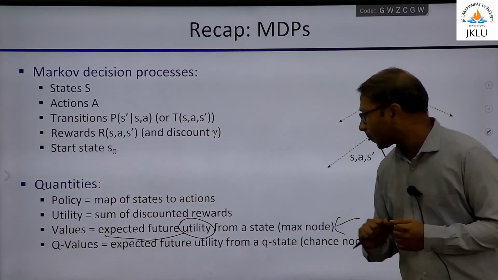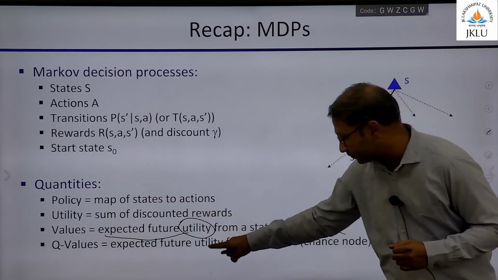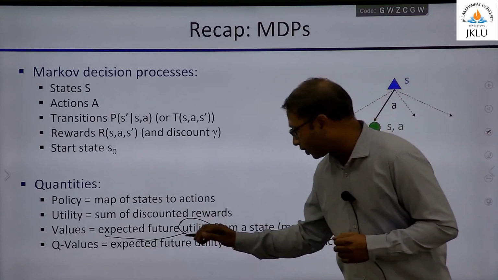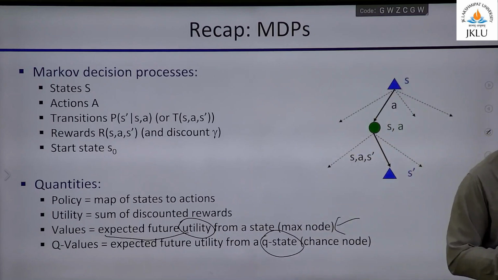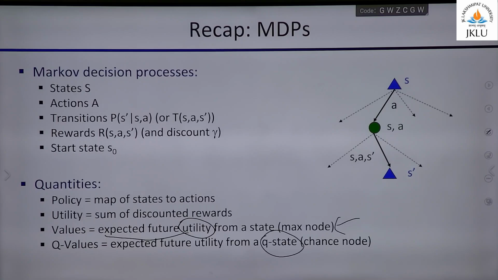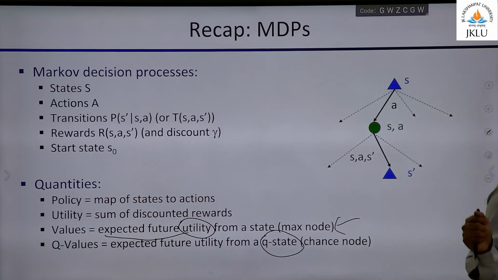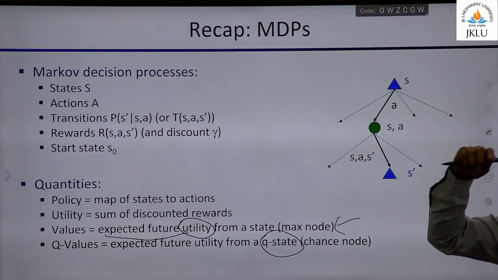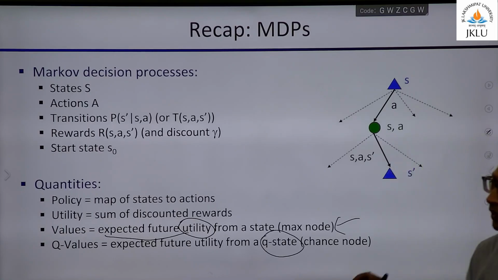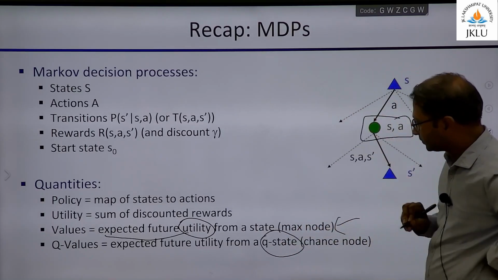What is Q value? Expected future utility, exact same thing but from a Q state and not from a normal state. Okay, what is the difference between a Q state and a state? See, state is something that you actually have physically here, right? What was Q state? It was the chance node. Once you have taken your action, you have no control over what is going to happen next. Okay, so this was our Q state.